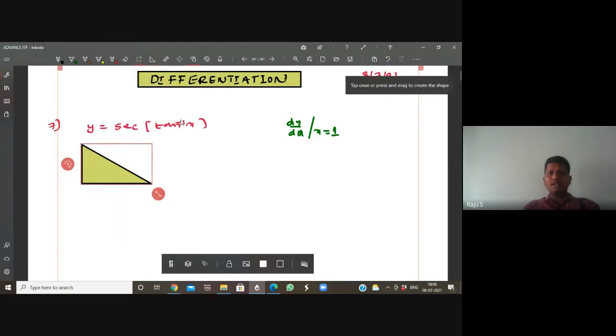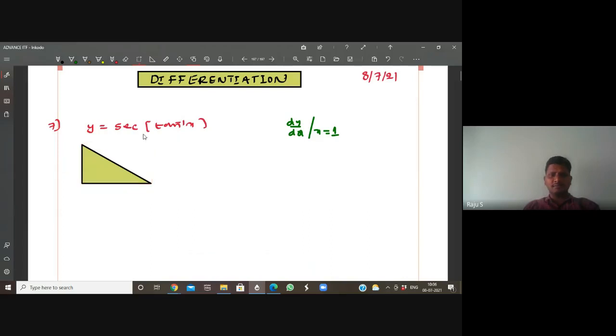See, secant tan inverse cannot be cancelled. Secant inverse can be cancelled. So the angle will be x here. Tan, nothing but, shall I write tan inverse x as tan inverse x by 1. Tan is nothing but opposite by adjacent. Opposite is x here, adjacent is 1. Then what about hypotenuse? Root over 1 plus x square with help of Pythagoras theorem.